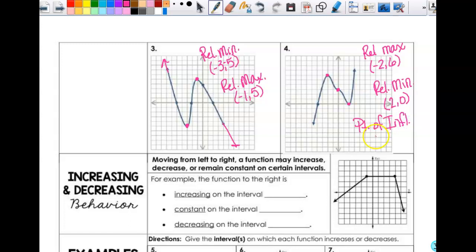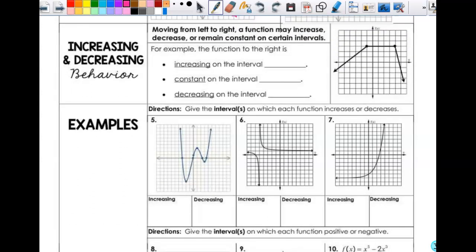And that is at 0, 3. So let's talk about increasing and decreasing behavior. And more importantly, because I think you can figure out when it increases and decreases, but how you write it. The notation is important. Okay?